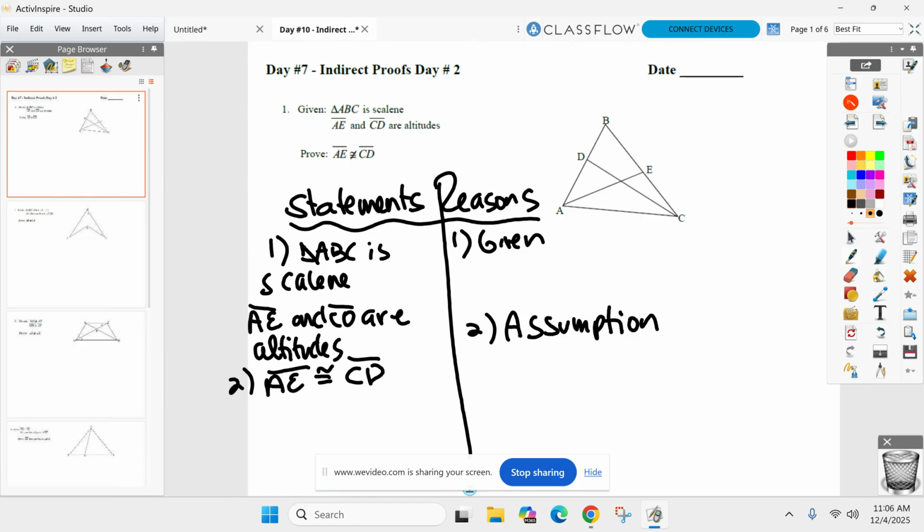What's scalene mean again? How many sides? Three. Different lengths. I was going to say zero sides congruent, right? Three different lengths, zero sides congruent. How could you contradict that?